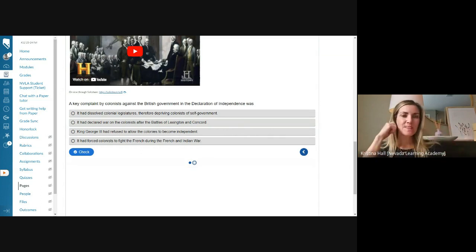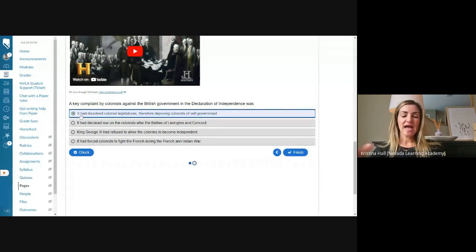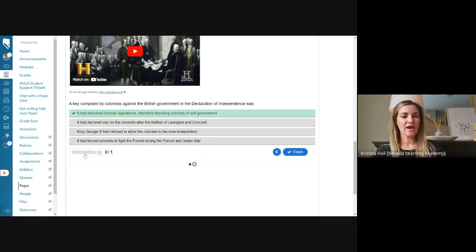Not that they didn't think they were going to pay taxes, they just wanted to have a vote in the process. Okay. A key complaint by the colonists against the British government in the Declaration of Independence was it had dissolved their colonial legislatures, therefore deprived the colonists of self-government. So they had colonial local legislatures that then would work with the British government. They dissolved that and basically brought soldiers over just to keep order. And people were like, wait a minute, it would be like not having a local mayor or a governor. Within your entities, you need to have different branches or levels of government to keep order, to address immediate issues in your area.